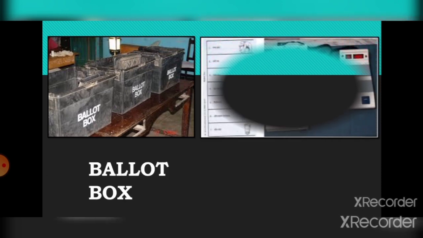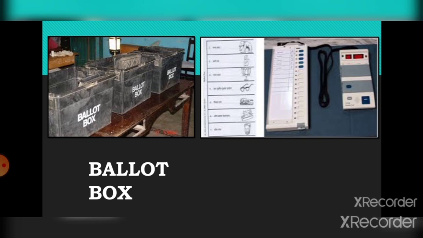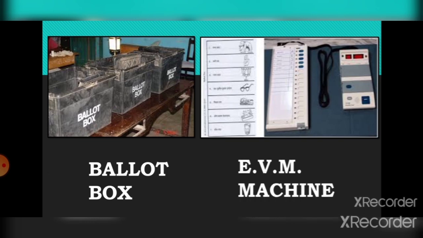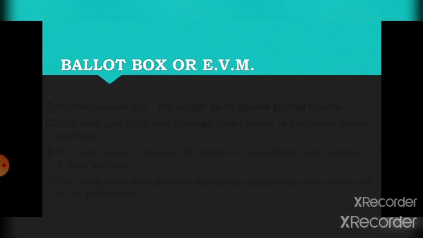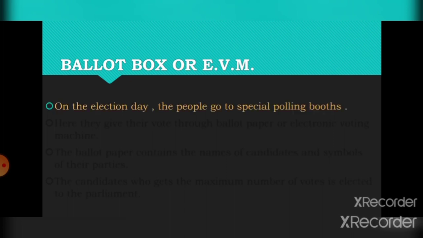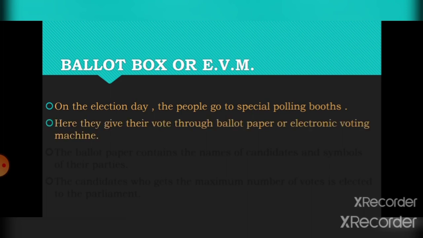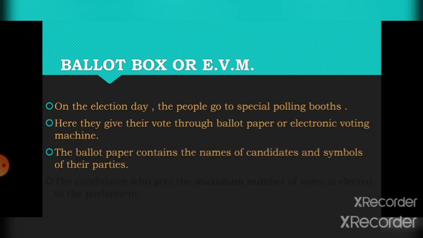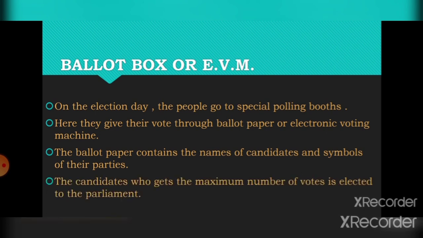These were the traditional ballot boxes. Now we have the EVM machine. This is how the EVM machine looks. EVM means electronic voting machine. Let's have a look at ballot box or EVM. On the election day, the people go to the special polling booths. Here they give their vote through ballot paper or electronic voting machine. The ballot paper contains the names of candidates and symbols of their parties. The candidate who gets the maximum number of votes is elected to the parliament.